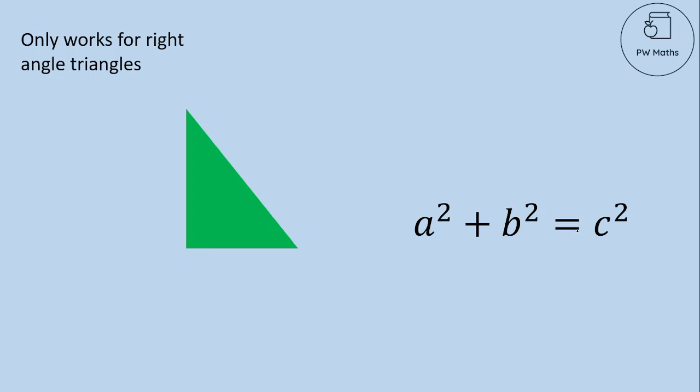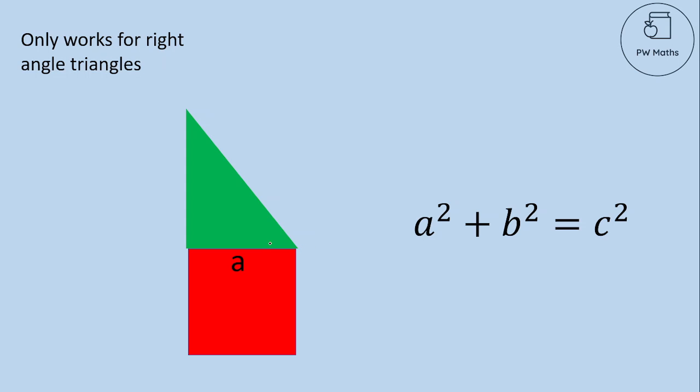I want to start by looking at where this actually comes from. So we've got a right angled triangle. We can label this first side down the bottom here A. Now if I was to take this side length A and square it, I would end up with this area here, A squared. This second side length, I'm going to call it B. I'm going to take it and square it, and I'm going to end up with this square area here, B squared.